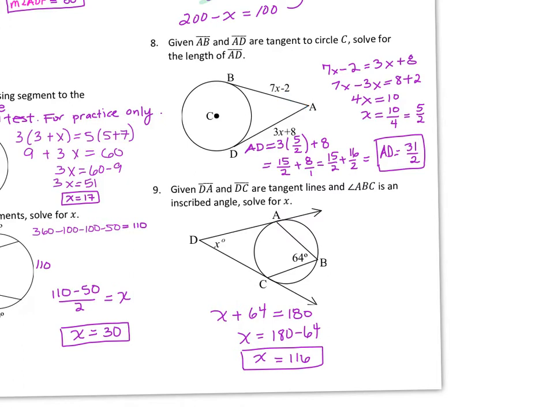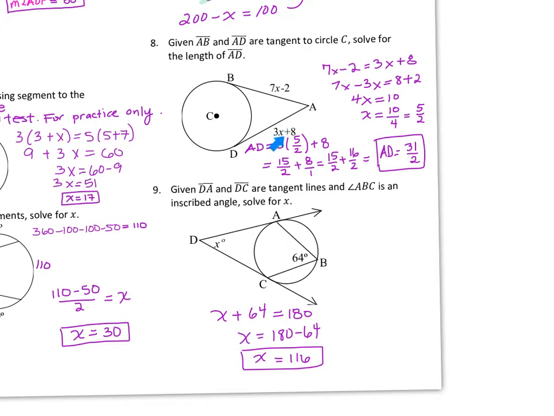These are both tangents. That means they're equal to each other. So 7x minus 2 equals 3x plus 8. Solve the equation, and we end up with a fraction, 10 over 4. If you divide both of them by 2, you end up with 5 over 2. The problem is actually asking me to find the length of AD, which is this one. So AD is 3x plus 8.